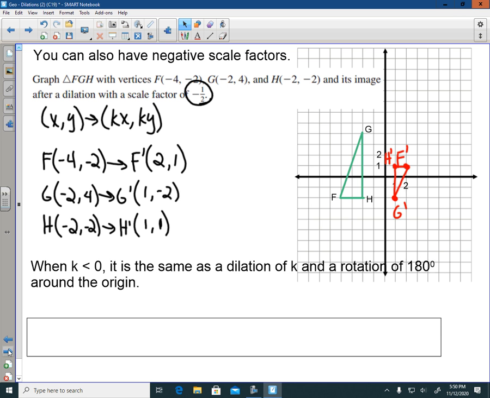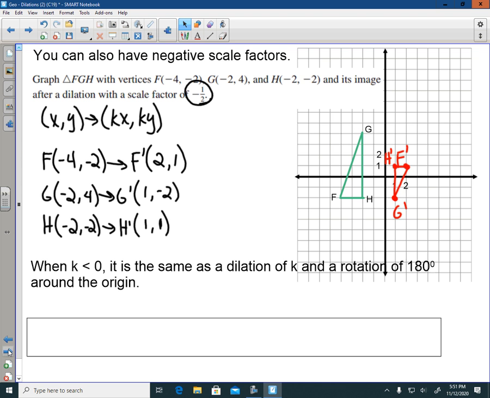So that's why we can say when k is less than 0, in other words, when the scale factor is a negative, it is the same as a dilation of k and a rotation of 180 degrees around the origin. Well, that's a good thing to get in your notes. Go ahead and pause and do that, and then I'll reiterate again.